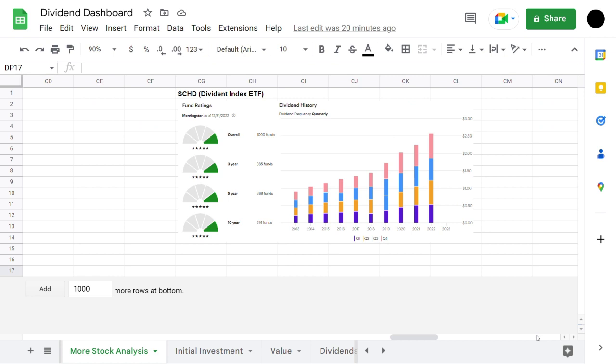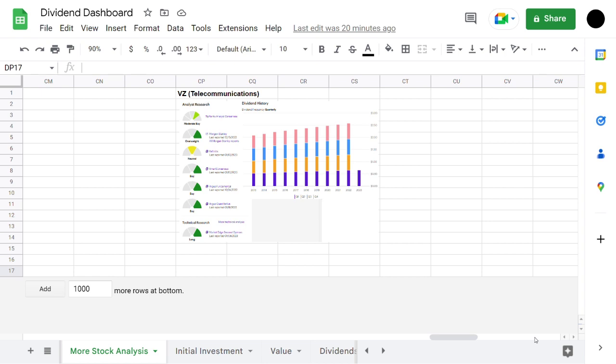Here's an ETF. Morningstar seems to love it, and the growth is great for the dividends. Same for Verizon, very consistent increase in dividends, and the analysts seem to love it.